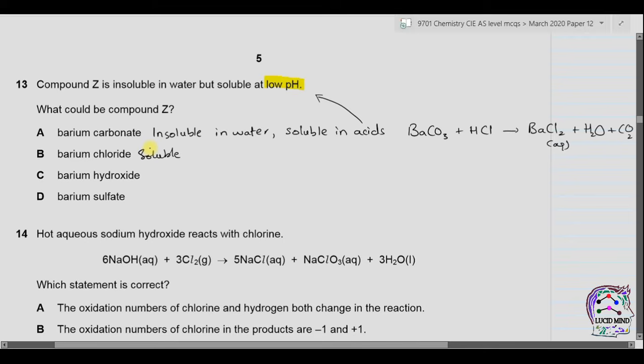Barium hydroxide, it is also soluble in water. Barium sulfate, it is insoluble in water or acids. So the answer is part A.